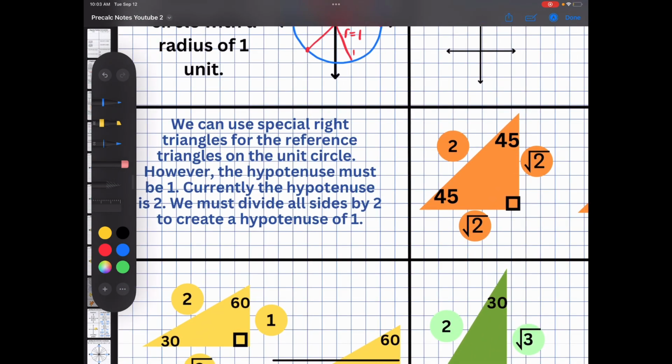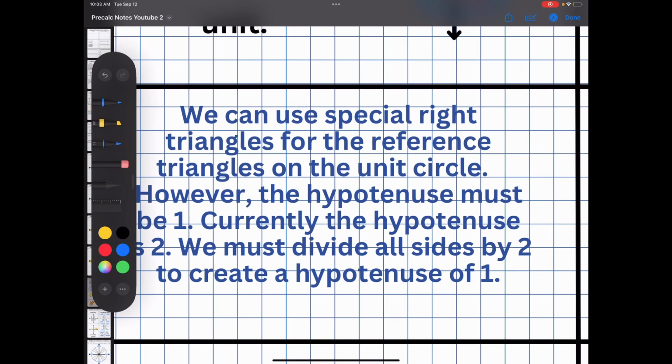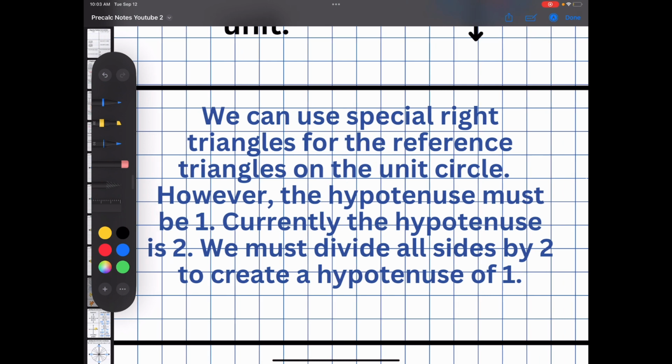Now, we can use special right triangles for the reference triangles on the unit circle. However, the hypotenuse, again, must be equal to 1. Okay, so if I'm going to use reference triangles on the unit circle, I need to make sure that I change the hypotenuse or alter it so that the hypotenuse is equal to 1. Currently, on special right triangles, the hypotenuse is 2. So we must divide all sides by 2 to create a hypotenuse of 1.